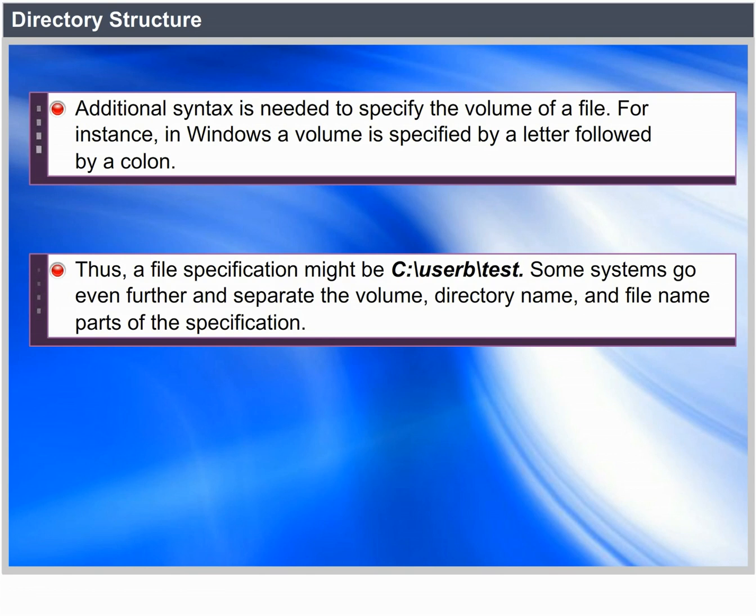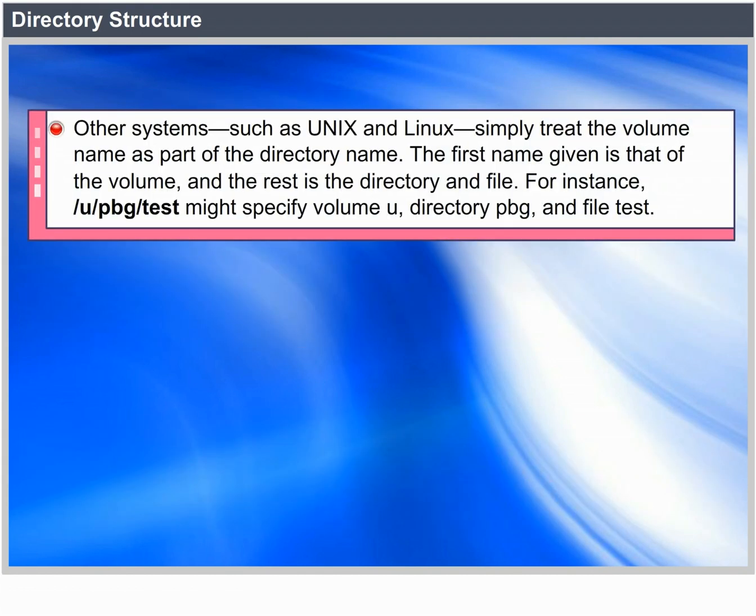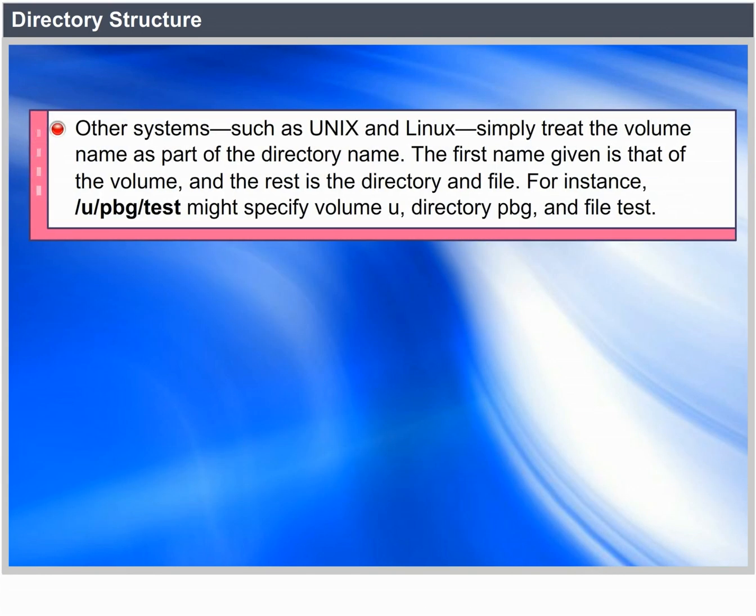In VMS, for instance, the file login.com might be specified as [sst.jdeck]login.com;1, where U is the name of the volume, SST is the name of the directory, JDEC is the name of the subdirectory, and 1 is the version number. Other systems such as Unix and Linux simply treat the volume name as part of the directory name. The first name given is that of the volume and the rest is the directory and file. For instance, /u/pbg/test might specify volume U, directory pbg, and file test.